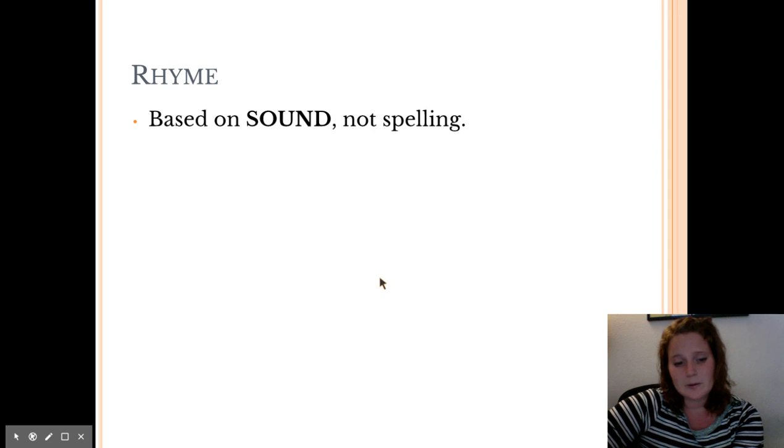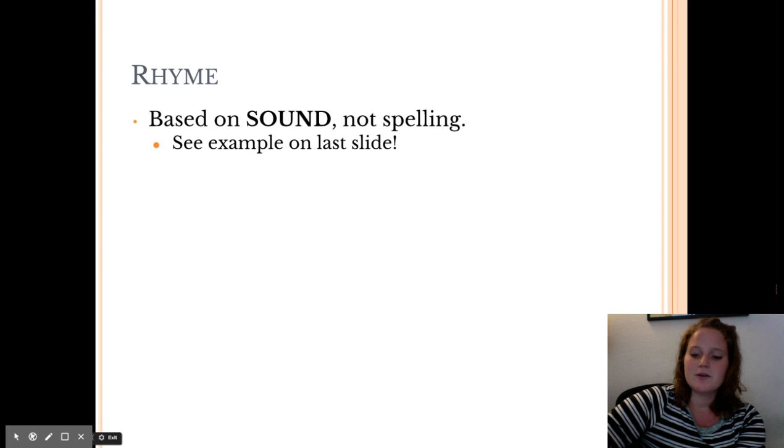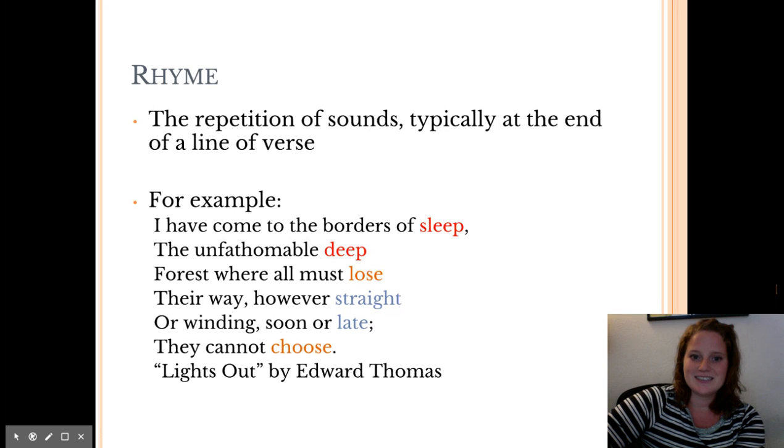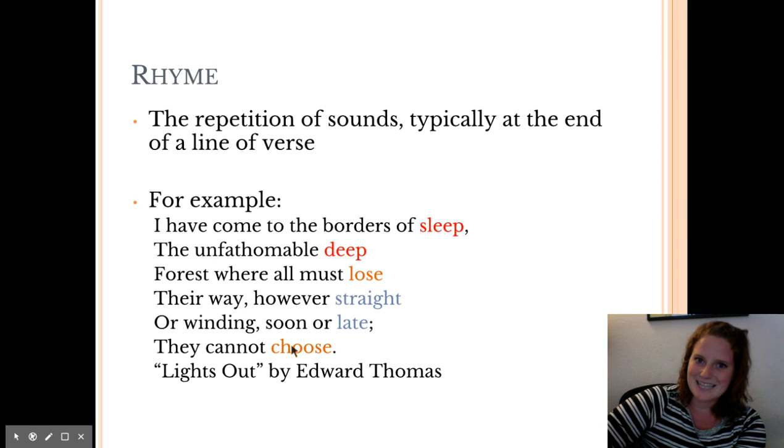It's really important to be aware that when we're talking about rhyme, we're looking at how the words sound, not necessarily how they're spelled. So when we go back and look at this, we see these 2 words, straight and late. Those don't have the same spelling, but that ay sound at the end makes them rhyme. Same with lose and choose. Lose and choose don't look the same necessarily, but when we read it out loud, we know that it's pronounced lose, and so we know that it rhymes with the ending sound in choose.